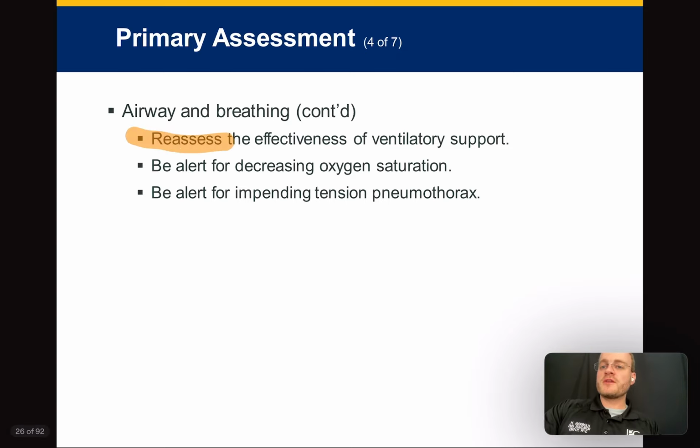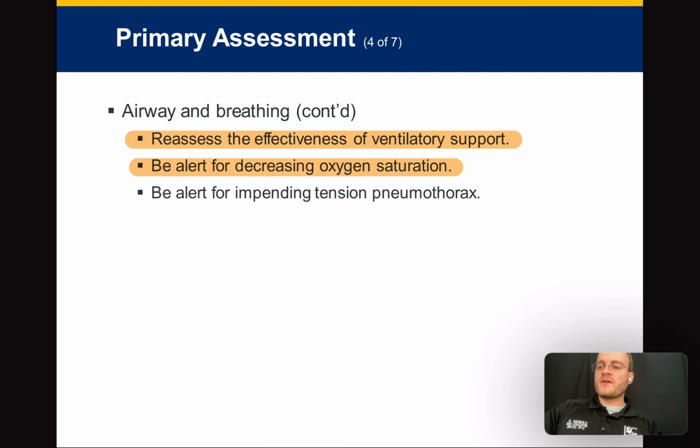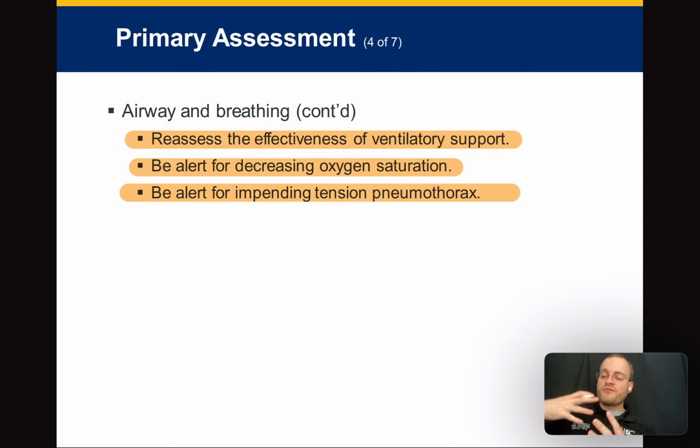Now, reassess these patients frequently, because for all of these issues, like decreasing oxygen sats or the effectiveness of ventilatory support, these are just like any injury, it's dynamic, right? You get there and the patient says, I got kicked in the chest by a horse. You load them in the ambulance, and they say, I really can't breathe. Then you're 5 minutes down the road and they're having a full-blown tension pneumothorax. There's a lot of vasculature in the chest, so things can change very quickly as far as swelling, blood, and pressures. These patients really do require frequent remonitoring.